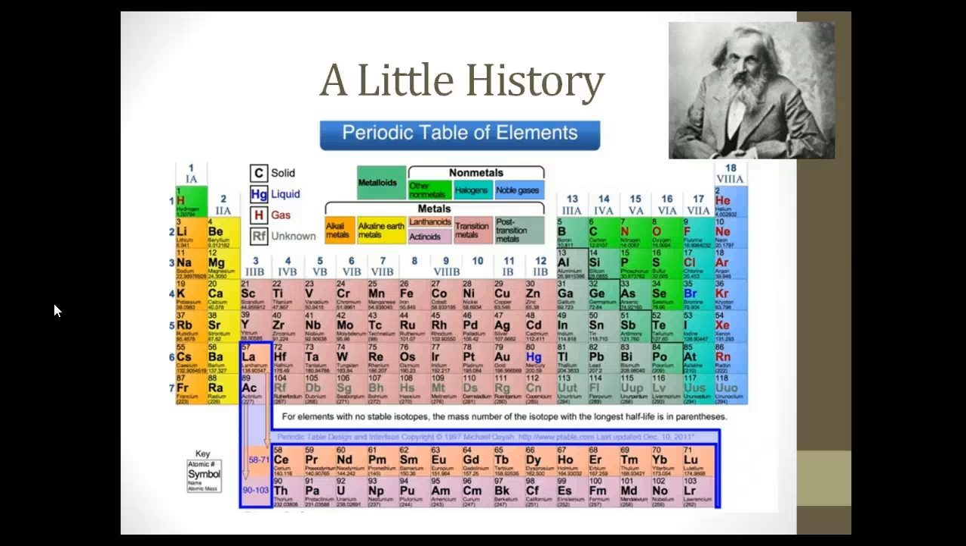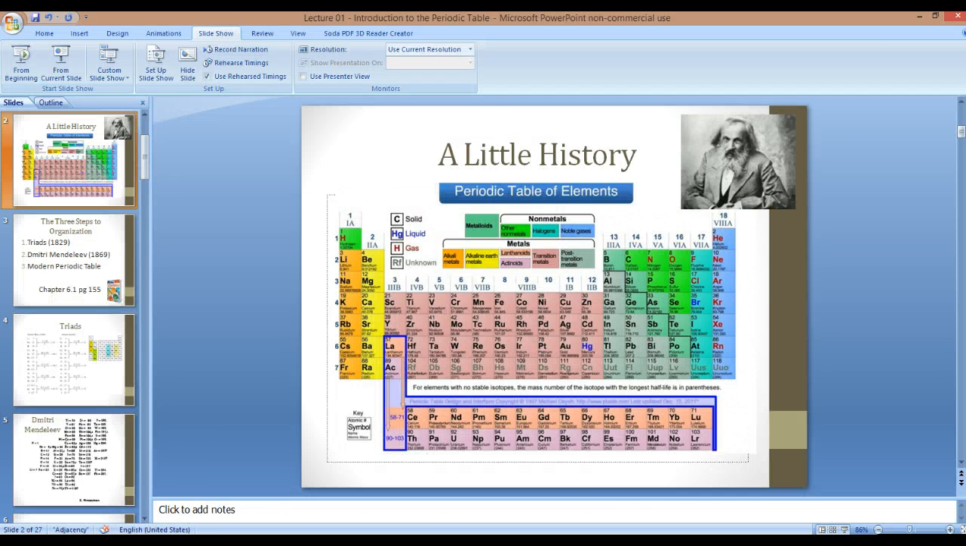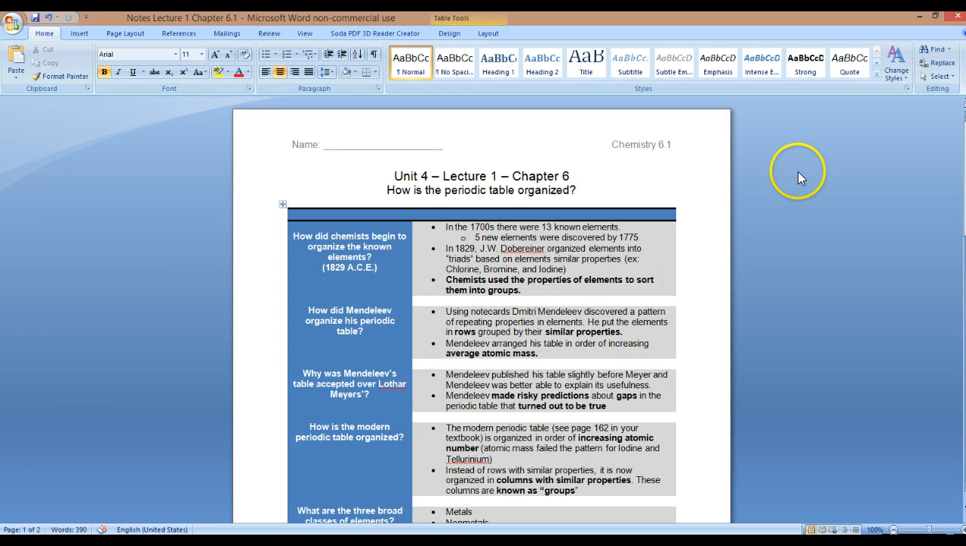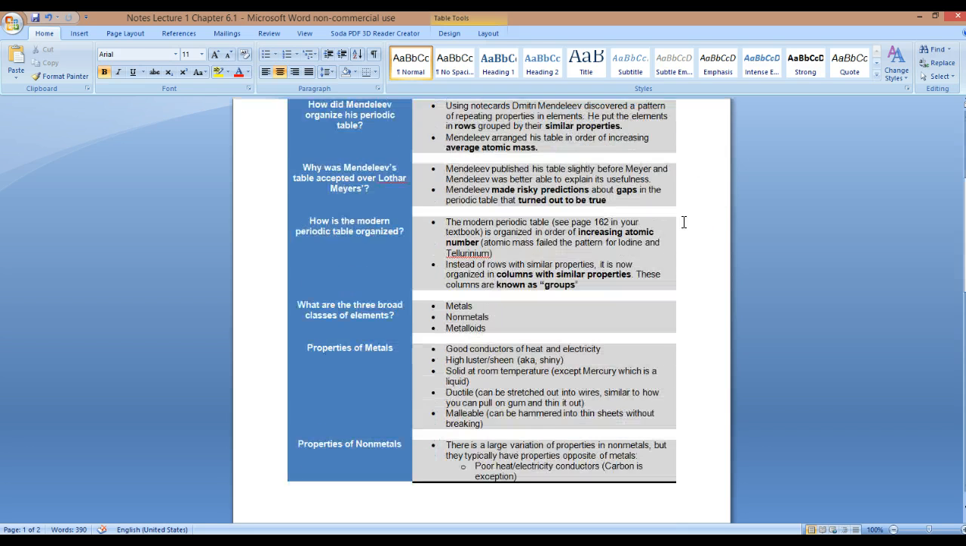Hey, Mr. Gretto here. The purpose of this lecture is to give you information from the first lecture of the unit, how we organize elements on the periodic table. So this is the note packet that you should have access to and be following along with. Unit 4, Lecture 1.